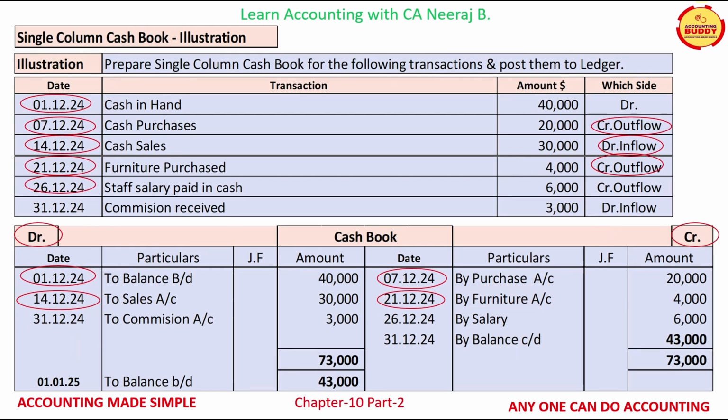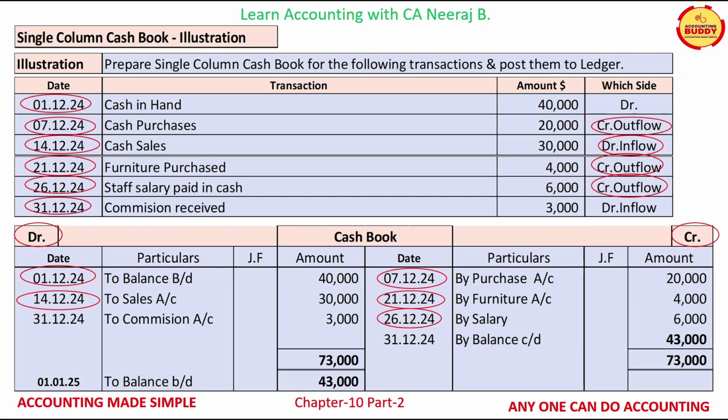On 26th December, business paid salary in cash for $6,000. Since it is an outflow of cash, it will be recorded on the right hand credit side of the cash book on 26th December by writing the words "by salary account."